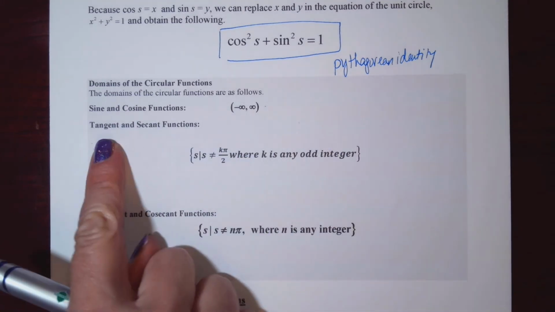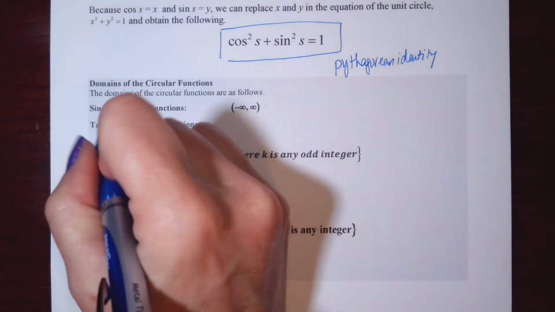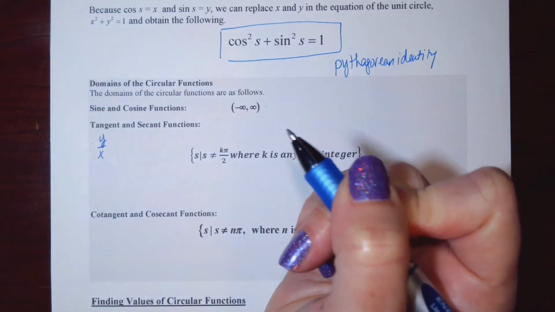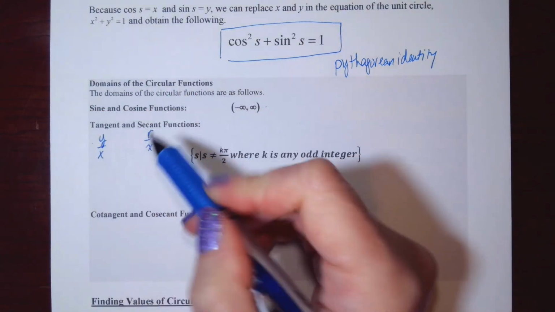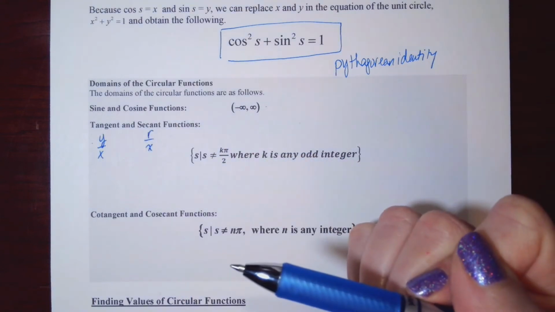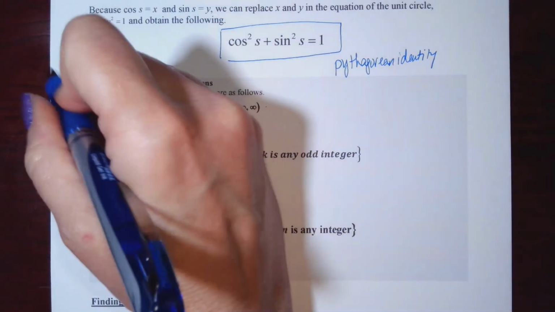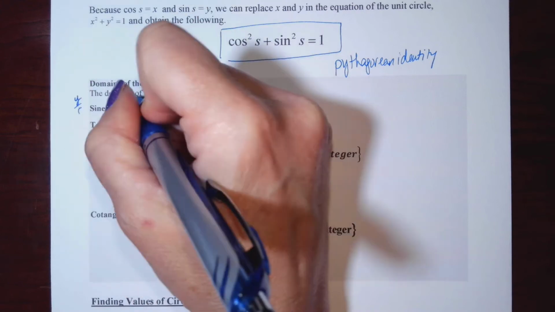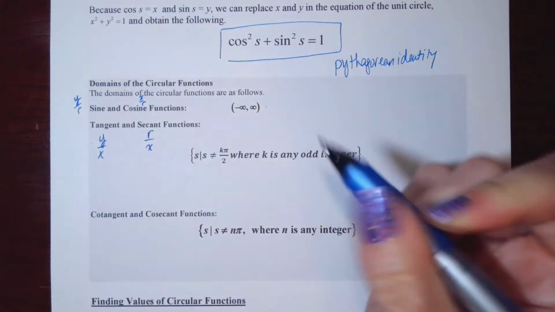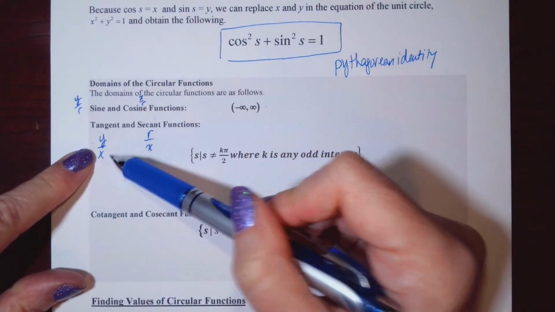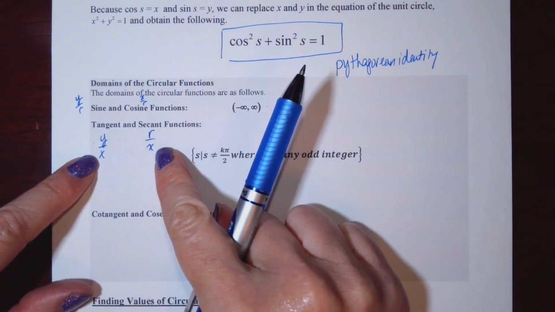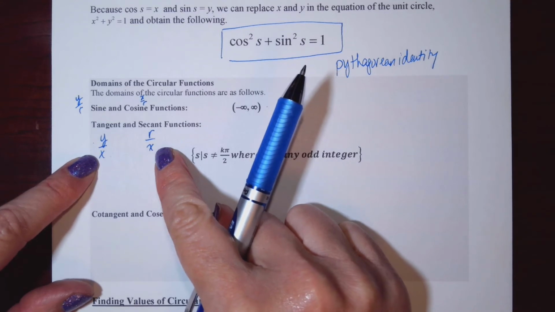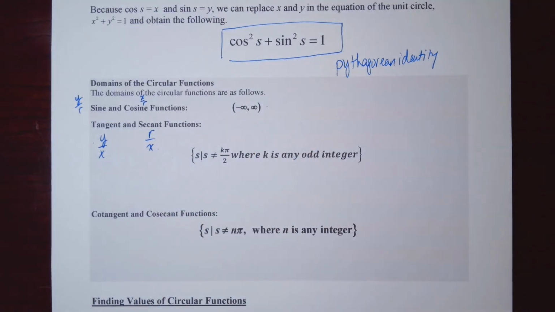Now when we are at tangent and at secant, tangent is y over x, and secant is r over x, because secant is the reciprocal of cosine. So let's go ahead and put that up there. Sine is y over r, cosine is x over r, tangent is y over x, secant is r over x. So for these two functions, I have x in my denominator. Well, anything's going to work here except where x is 0.